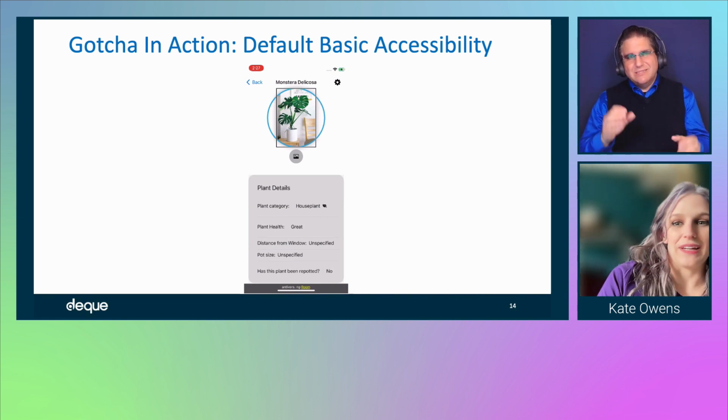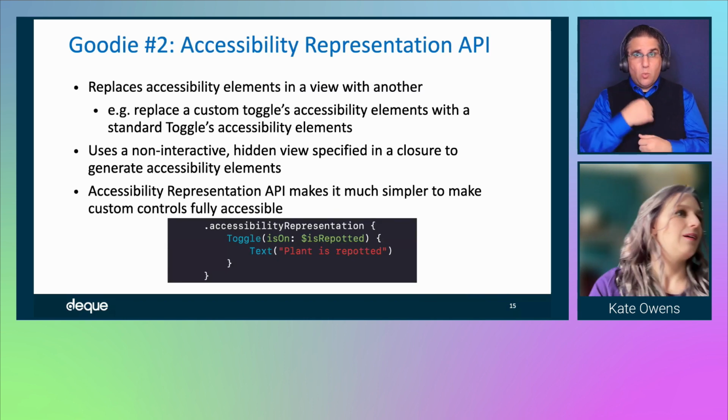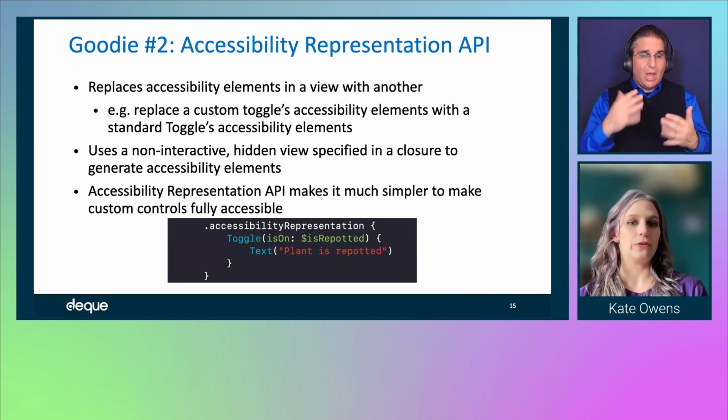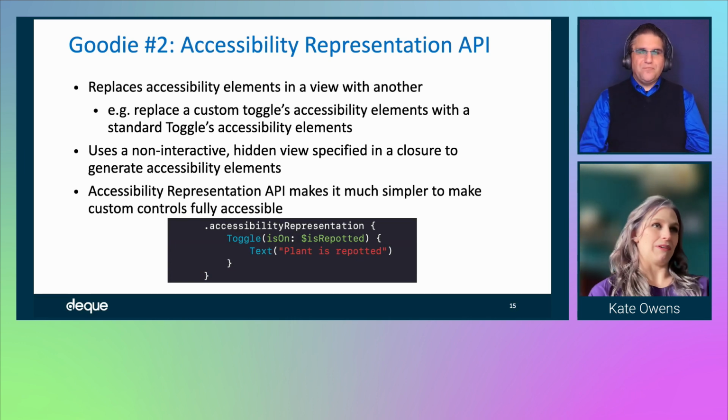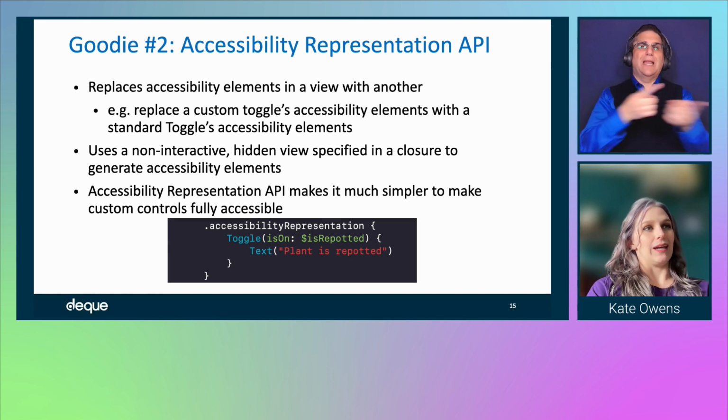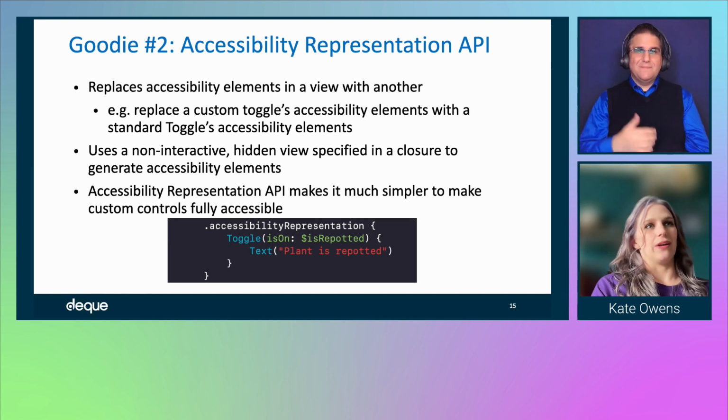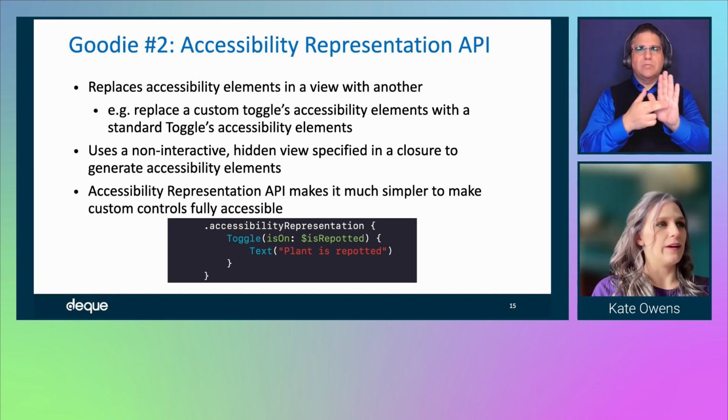So now we've all seen that in person. Let's take a look at goodie number 2. This one is pretty cool. This is one of my favorite things that was announced recently at WWDC, and it is the Accessibility Representation API or view modifier.